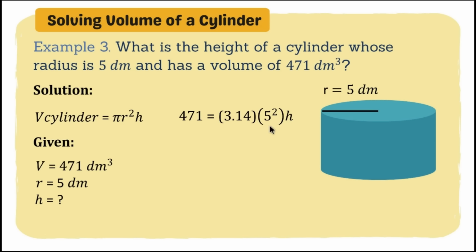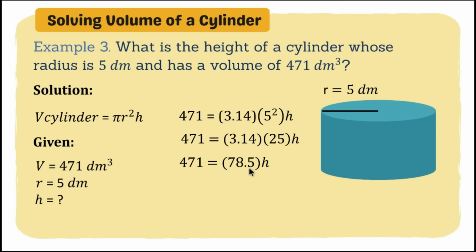So ano muna ang pwede nating i-solve dito? We can get the square of 5 first. So we have 5 times 5 is 25. Tsaka natin i-multiply sa 3.14. We will get 78.5. Now, to get the value of h, you can actually divide 471 by 78.5.